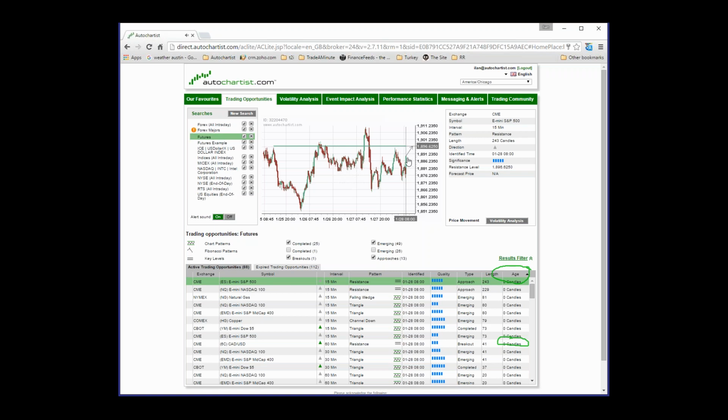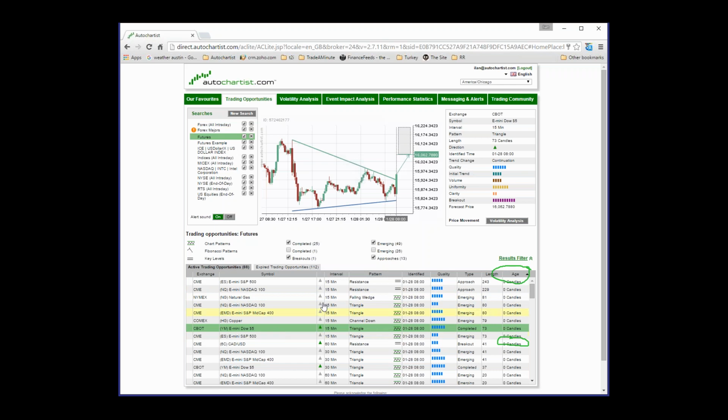So you can see that Autochartist sees that the E-mini S&P 500 has turned and is moving towards this resistance level of 1,900, and similarly, all the other opportunities exist here. The Dow $5 E-mini has broken through a resistance level, and we think it's going up to just over 16,000. So that's an idea of how you can use it on the futures market, and similarly on the stock market.